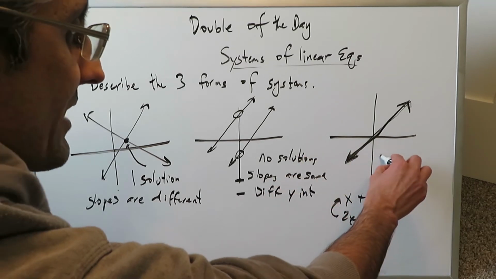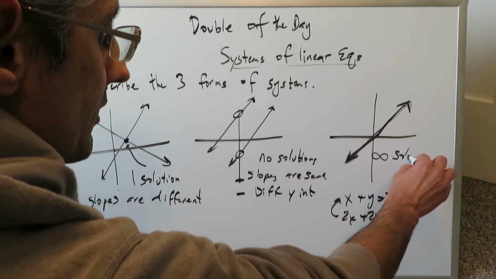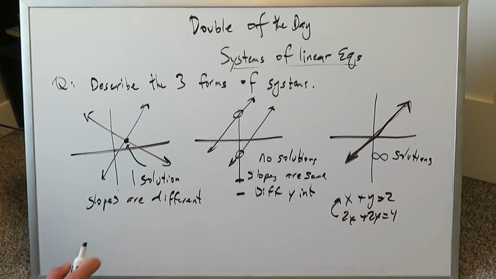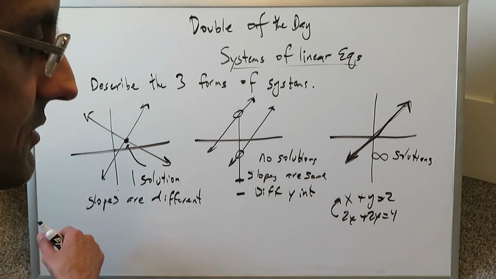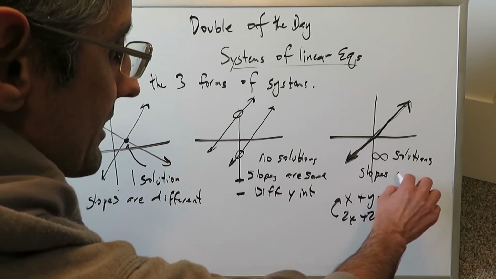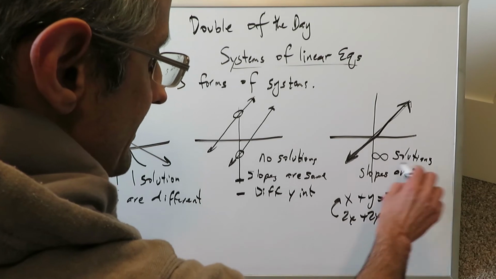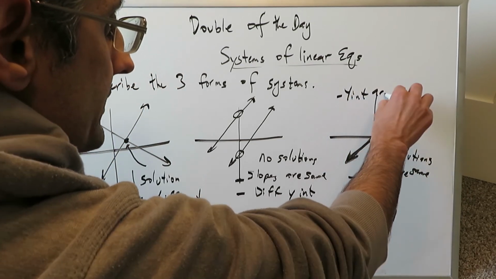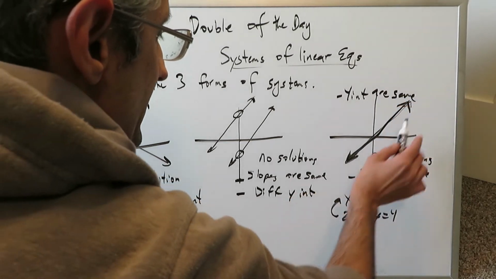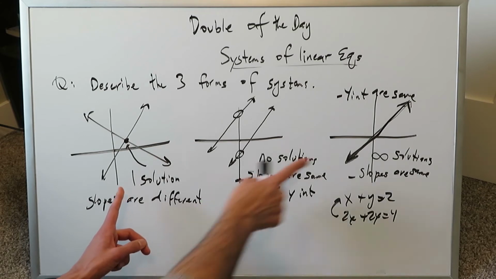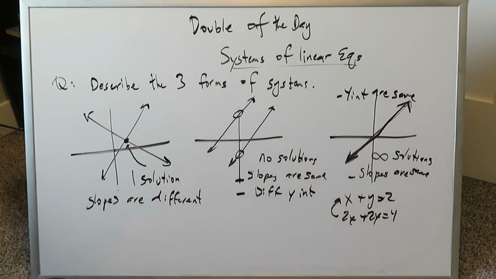In this instance, you have an infinite number of solutions because all the points which fall on one line happen to fall on the other line, because it is the same line. That's what you have: infinite solutions. Another point is, of course, the slopes are the same because it is the same line. Slopes are the same, and lastly, the y-intercepts are the same. The reason why the y-intercepts are the same is because they're actually the same identical line. So keep this in mind: the three representations of systems of linear equations.